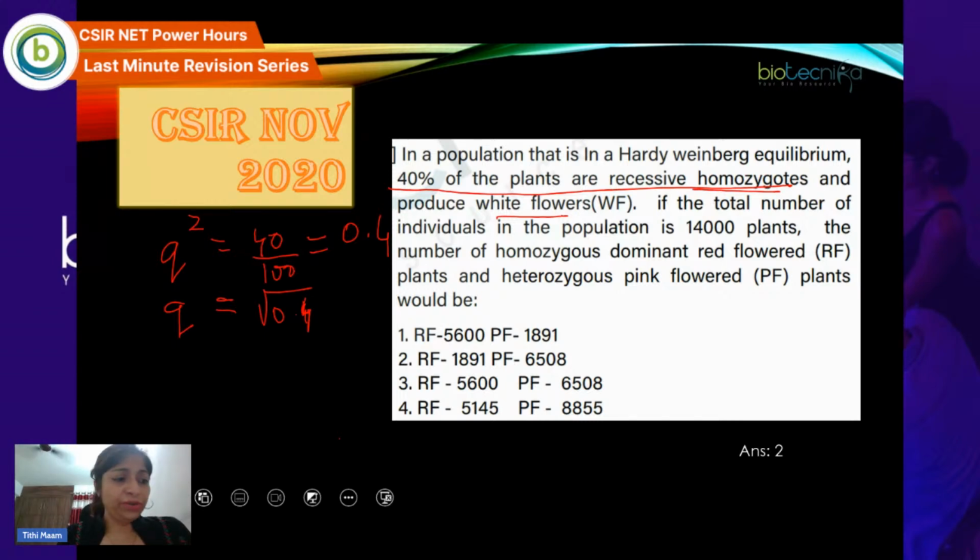Option 1. No, Mayuri, you're making some calculation mistake. Please focus on the calculation. The answer will be option 2.